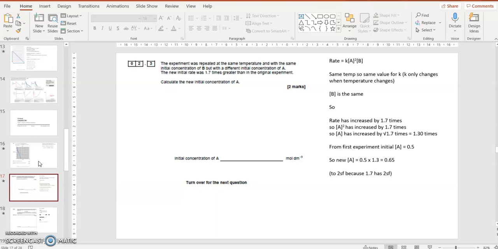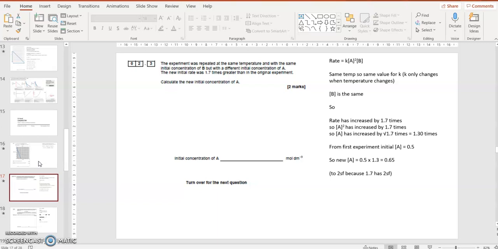It says B is unchanged, but the rate has increased by 1.7 times. So the rate constant is not changing because the temperature hasn't changed, and B is not changing because it tells you that in the question. So if the rate has increased by 1.7 times, and k stayed the same because the temperature stayed the same, and B stayed the same, then A squared must also have increased by 1.7 times because everything else is staying the same. So A squared has increased by 1.7 times, and the square root means A has increased by 1.3 times. Okay.